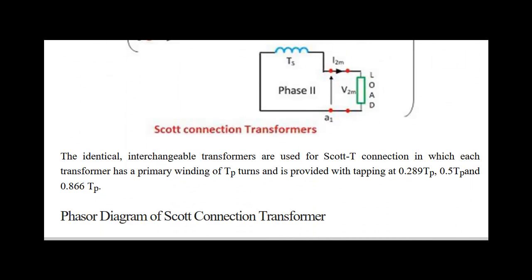Identical interchangeable transformers are used for the Scott-T connection, in which each transformer has a primary winding of Tp turns and is provided with tappings at 0.289 Tp, 0.5 Tp and 0.866 Tp. Frequently, identical interchangeable transformers are used for the Scott connection.